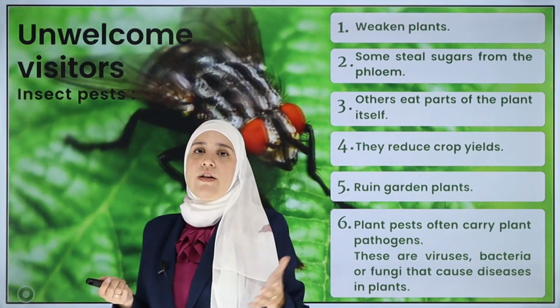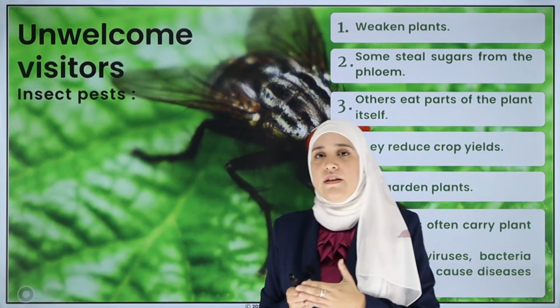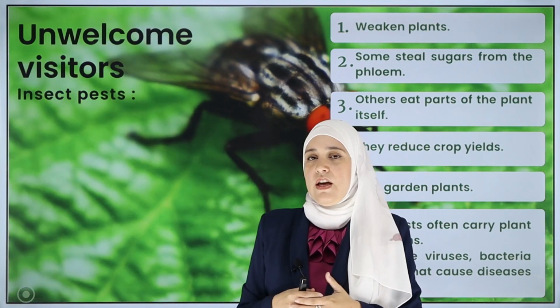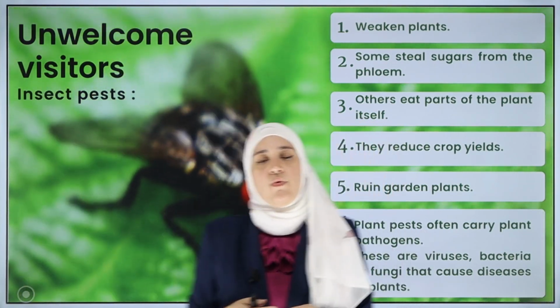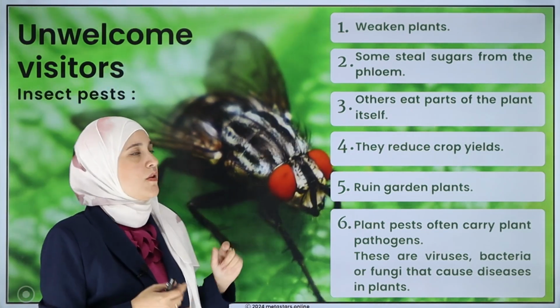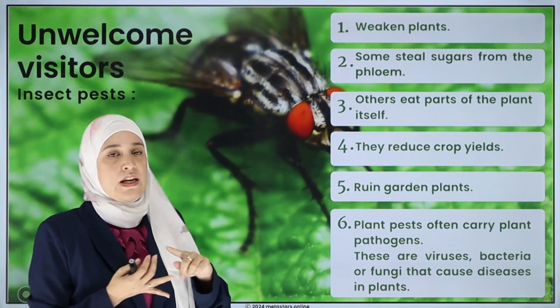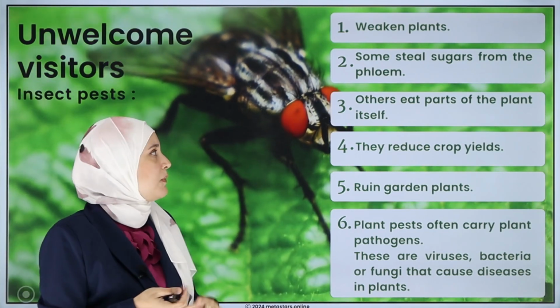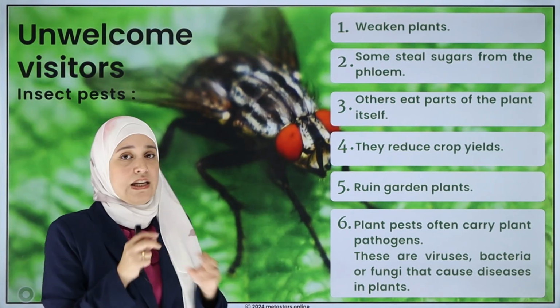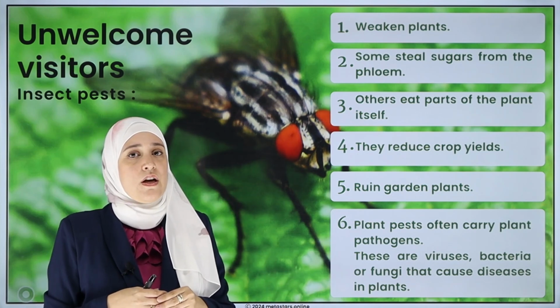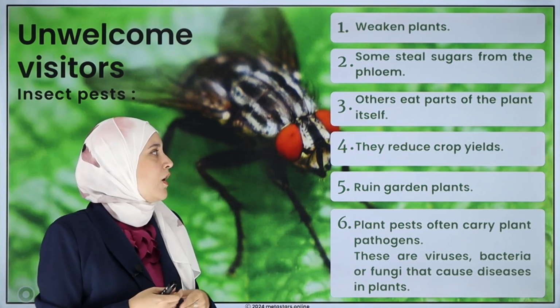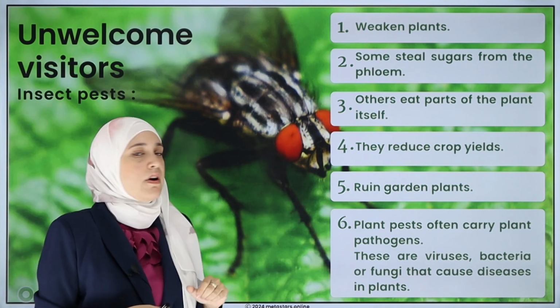Let's see how those unwelcome visitors can ruin the plants. What are the negative impacts of those insects or pests on the plants? First of all, they can weaken the plant. They can take or steal the sugar or the food from the plants. Also, number three, they can eat parts of the plant. They can for sure reduce crop yields, and they can ruin garden plants.